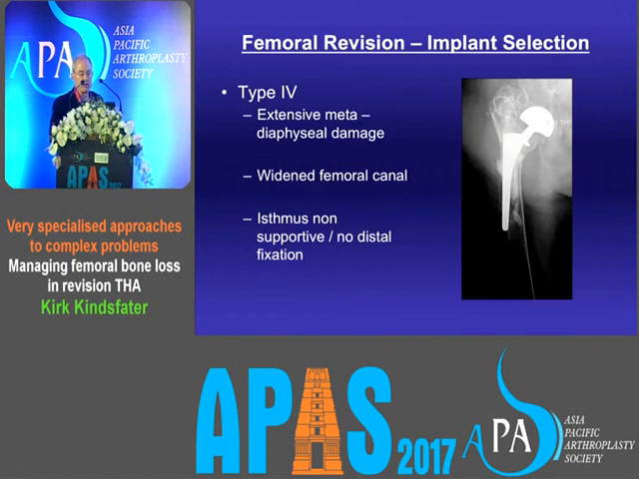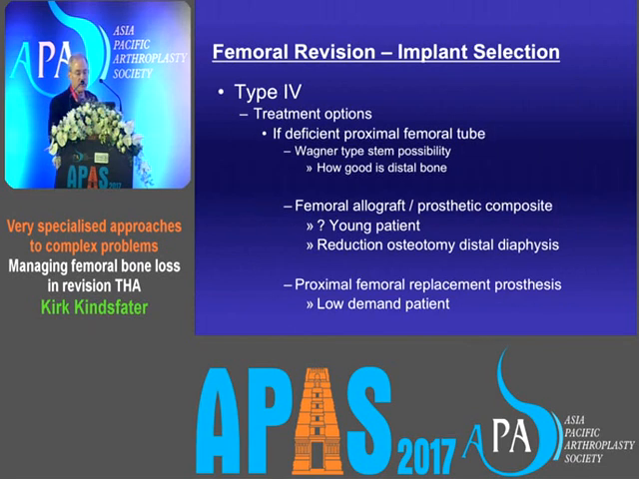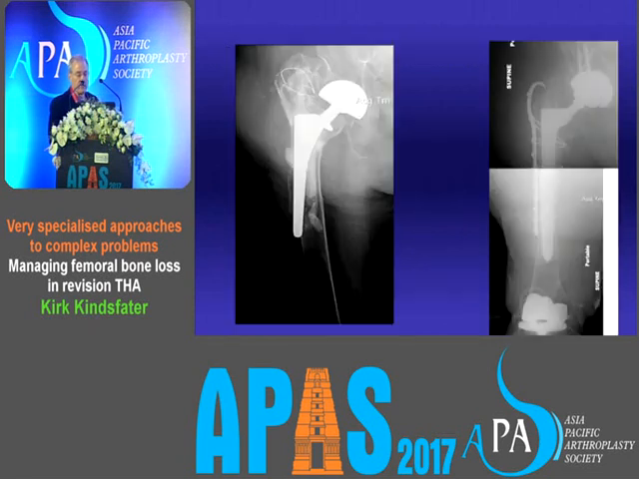Type 4, these have extensive metadiaphyseal damage, widened canal distally. The isthmus is generally non-supportive, so they're very difficult cases. Wagner stem, maybe a femoral allograft prosthetic composite if it's a young patient. You will have to probably do a reduction osteotomy distally or a proximal femoral replacement if it's a low demand patient. So this is a difficult case.